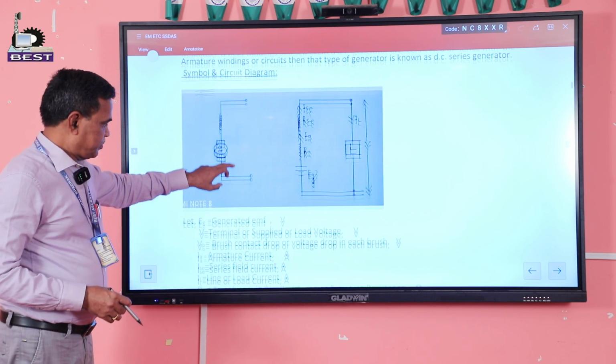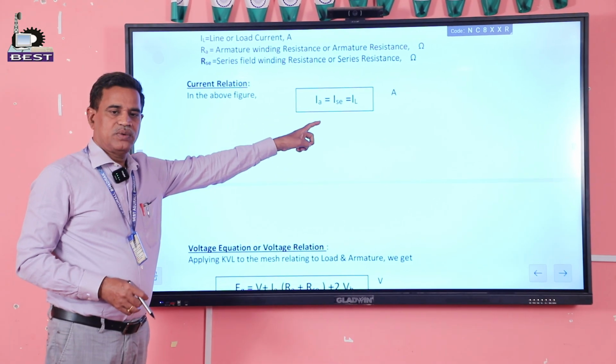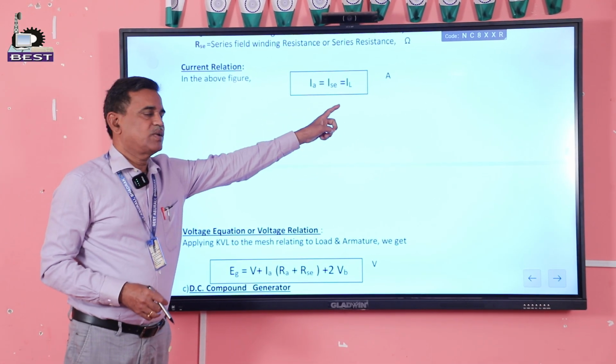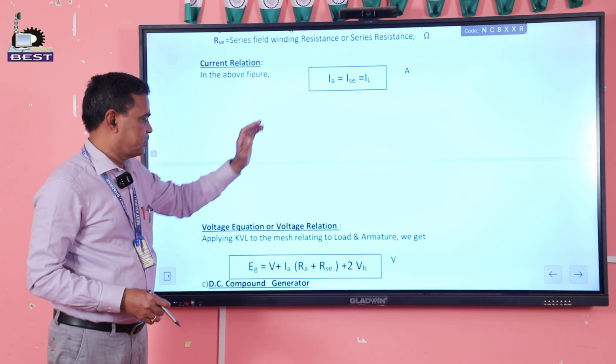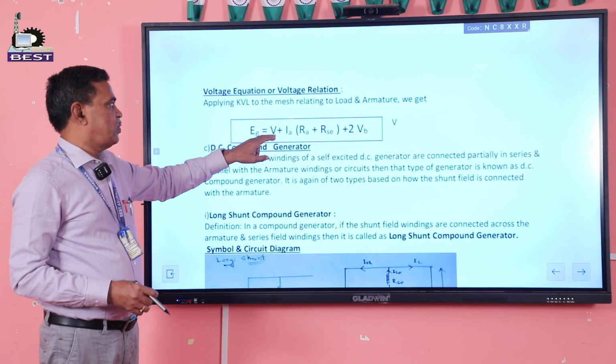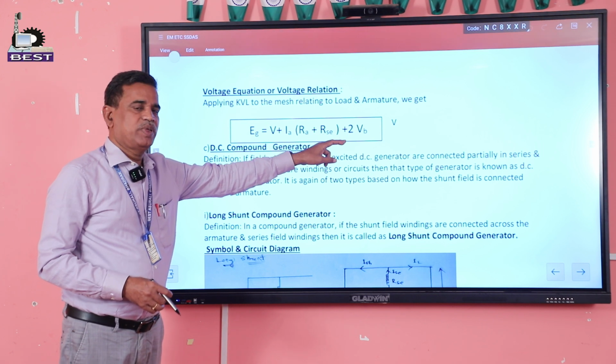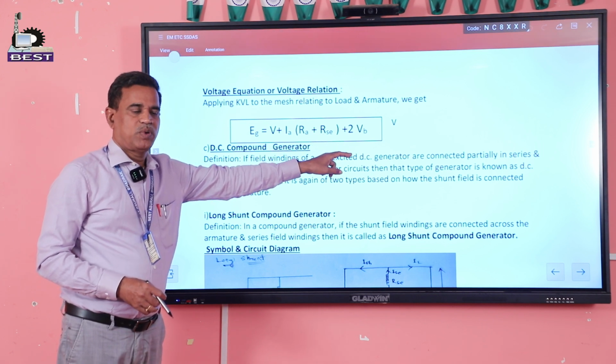We have already discussed the current relation, where Ia is equal to ISE is equal to IL, because all the currents flow in the same direction. And Eg is equal to V plus IaRa plus IaRSE plus 2Vb, where Vb is the brush voltage.